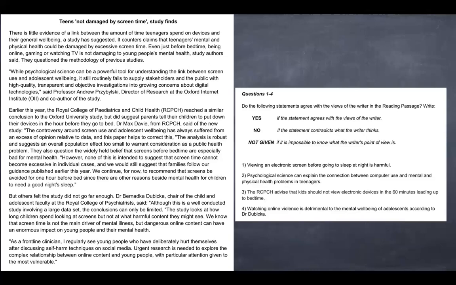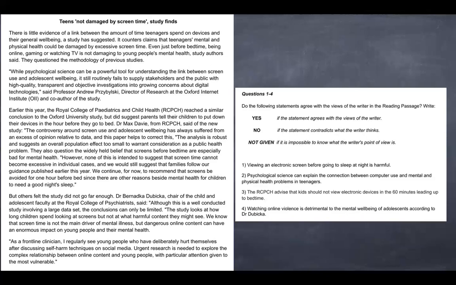Coming to the next question. Psychological science can explain the connection between computer use and mental and physical health problems in teenagers. If you see the first line of the second passage, the answer is clearly given to you because psychological science is mentioned only over there.